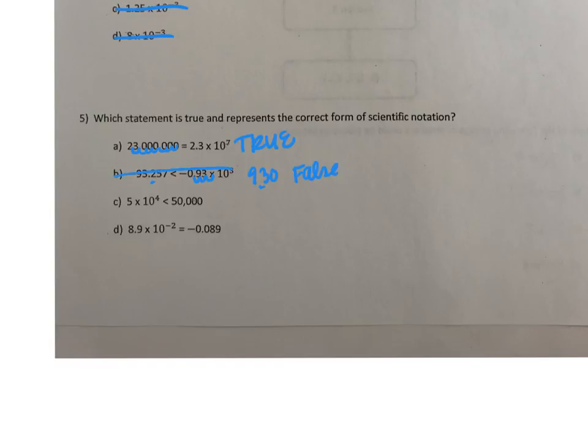If you scooted this over, it would be 1, 2, 3, 4. 50,000 is less than 50,000. Nope, they're equal. And then scoot this over. Nope, it goes the other way. Okay, 1, 2, so 0.089. But it's positive, and then this one is negative, so this is a false statement there. So our only true answer is letter A.